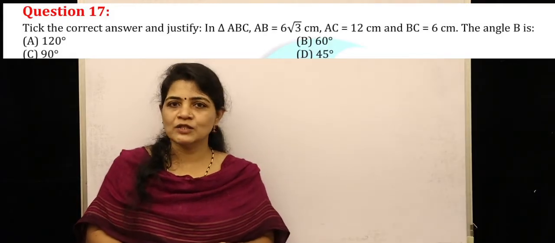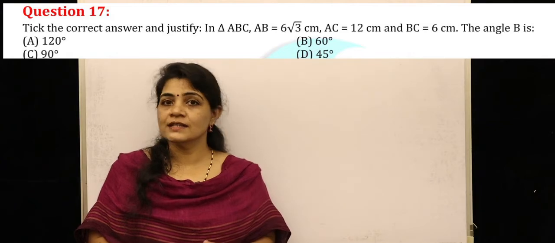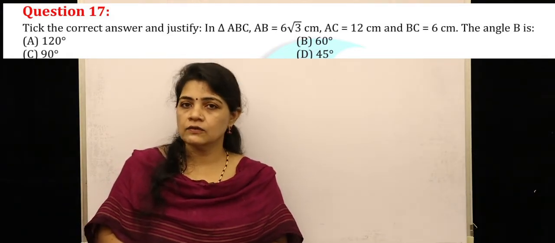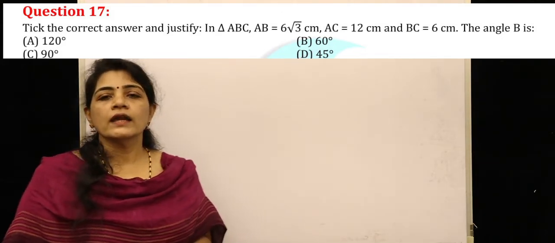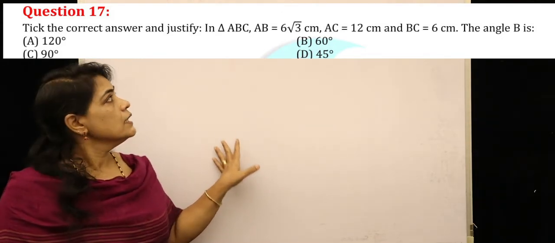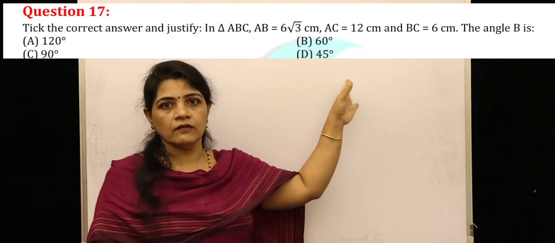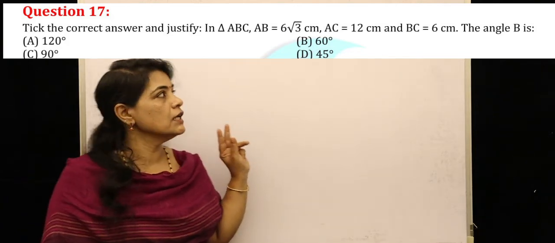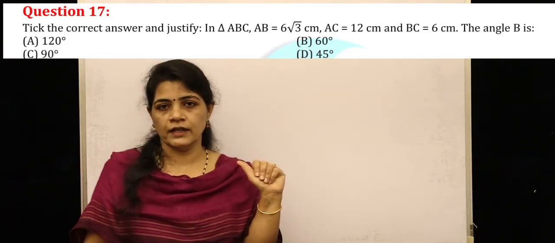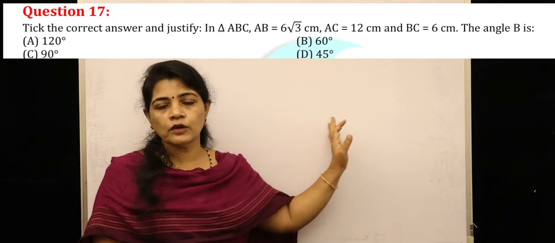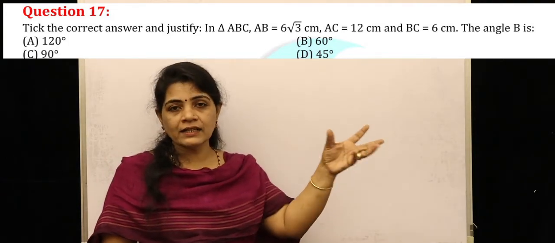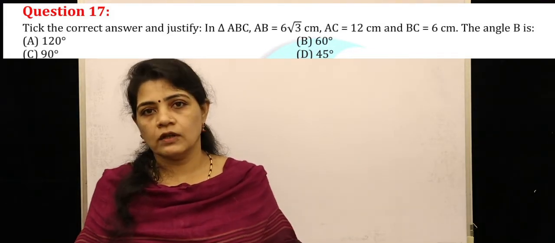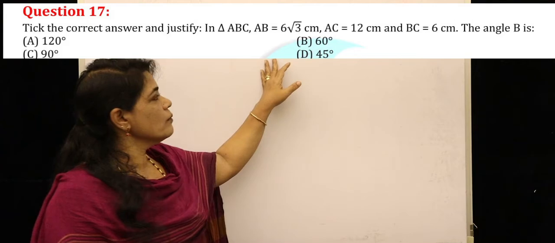Now we are solving the last question of this exercise 6.5, that is the 17th question. Here we have to tick the correct options. We are given 4 options for this last question. In triangle ABC, the 3 measurements of the sides are given. Then we have to find angle B, and we have the options 120, 60 degree, 90 degree and 45 degree. Among these four options, you can easily get that answer by using the converse of Pythagoras theorem, because that is the only angle familiar to us.